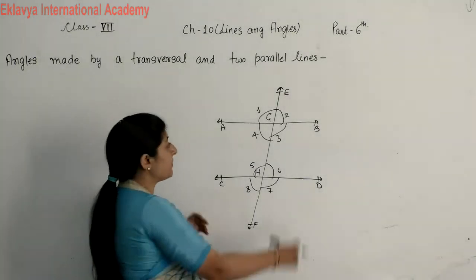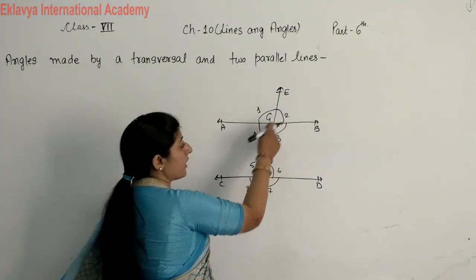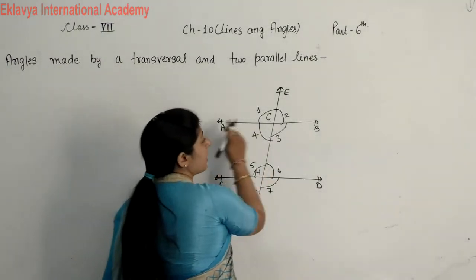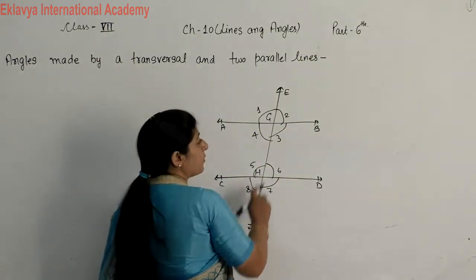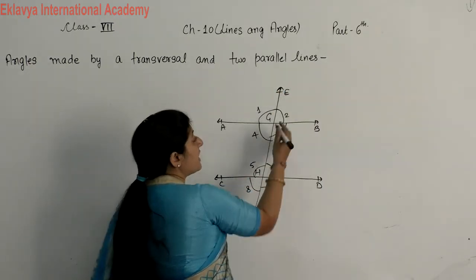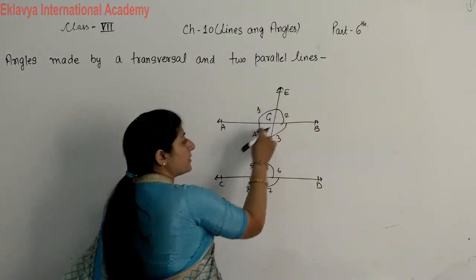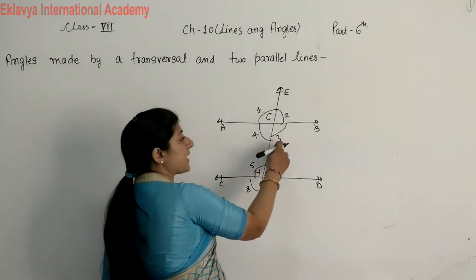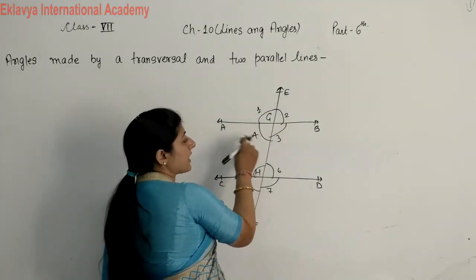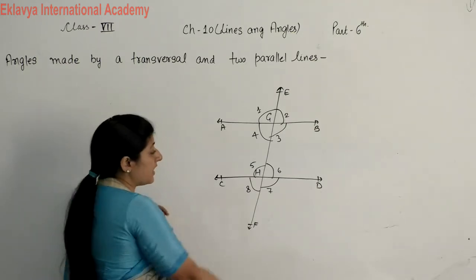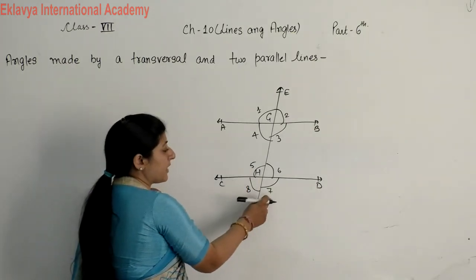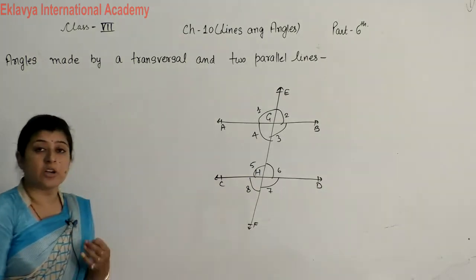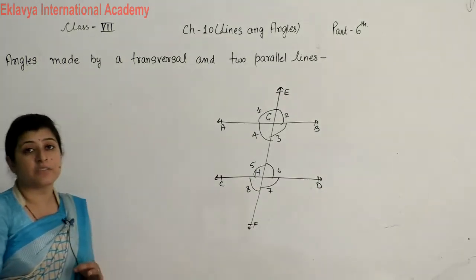What is the relation between angle 1 and 3, 2 and 4? If you see properly, these are only two lines, AB and EF. If two lines intersect each other, then their vertically opposite angles are equal. It means we can say angle 1 is equal to angle 3, angle 2 is equal to angle 4. Similarly, angle 5 is equal to angle 7, angle 6 is equal to angle 8. This is only for a single line and transversal.